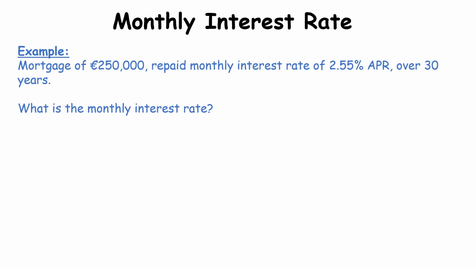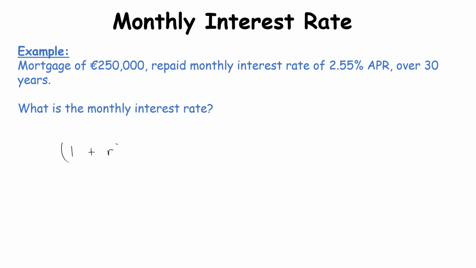Okay, we're going to work through a mortgage example. A mortgage of 250,000 repaid monthly, given an interest rate of 2.55% APR over 30 years. First thing that they generally ask us to do is to calculate a monthly interest rate. Remember we talked about APR, the annual percentage rate. That's given for loans and it's a legal requirement which will allow you to compare different loans from different lenders. However, with the calculation, because we're repaying it monthly, we need to understand what is the equivalent monthly rate.